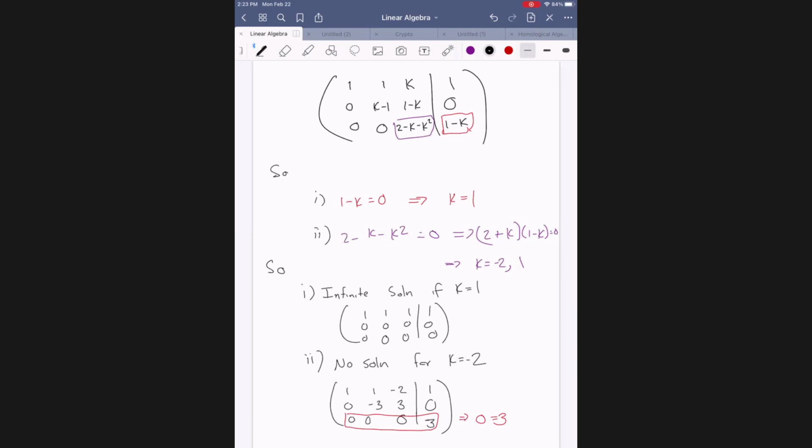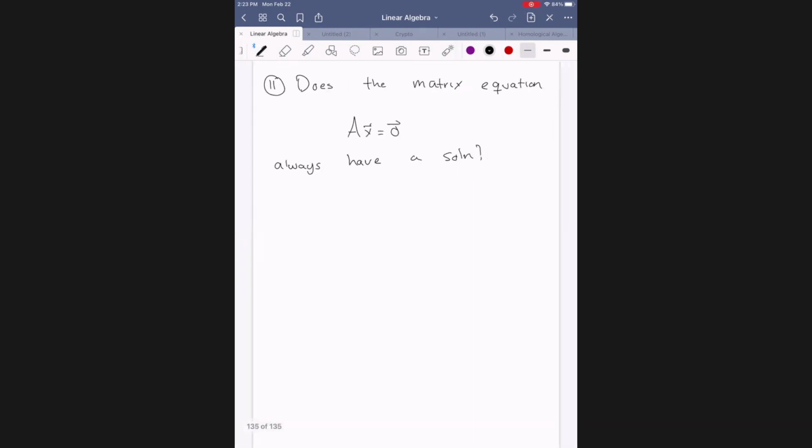Well, if we look at number 2 right here, what made it break? It made it break if you had that 3 on the right hand side, right? 0 equals 3, right? Would you ever have that situation arising with this one? No, because the right hand side was always going to be 0. So you'll always either have a unique solution or infinite solutions, but never no solution, okay? So that's how you can explain it.